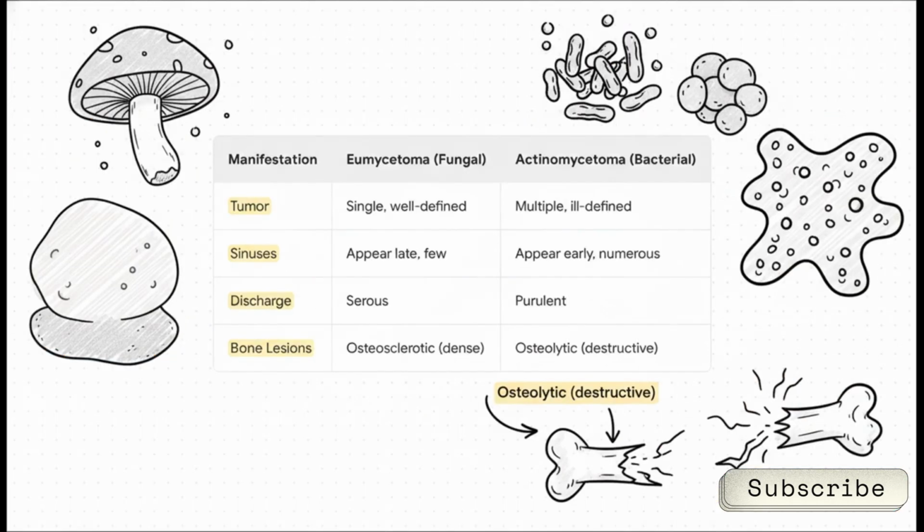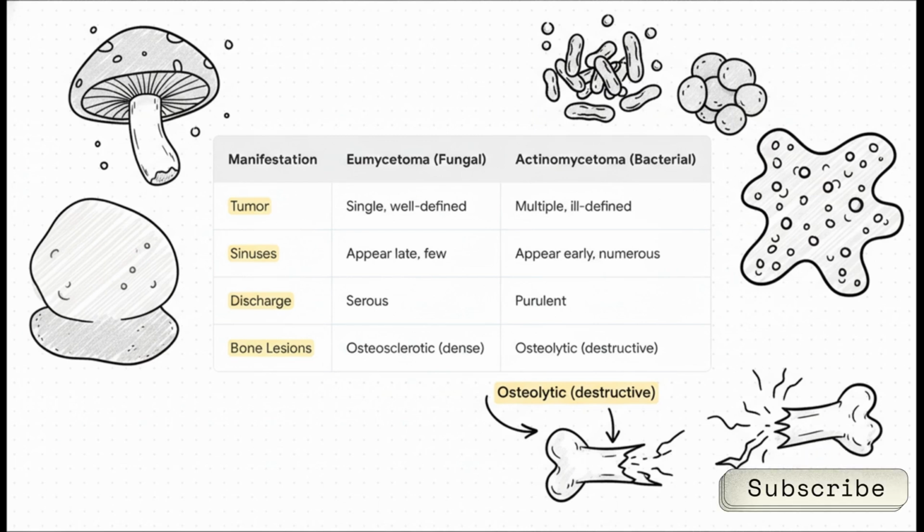This table is fantastic because it lays out the clinical differences you need to be looking for. The fungal kind, Eumycetoma, is usually more contained. Think a single swelling, fewer sinuses that show up late. But the bacterial kind, Actinomycetoma, is way more aggressive. You'll see multiple masses, tons of sinuses popping up early.